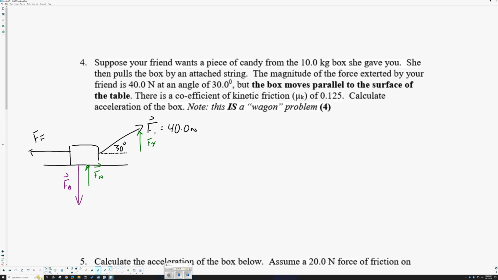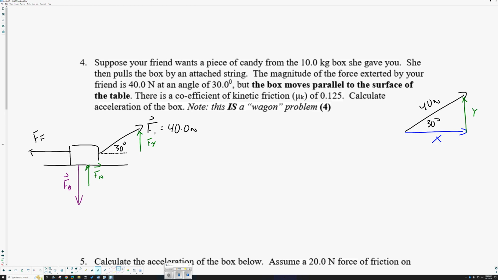All right, let's deal with that funny angle. Let's take it off to the side, and let's get rid of it here, okay? We have 40 newtons right here. We have 30 degrees right here. And we have the x component, and we have the y component. We're going to have to find both of those, of course.